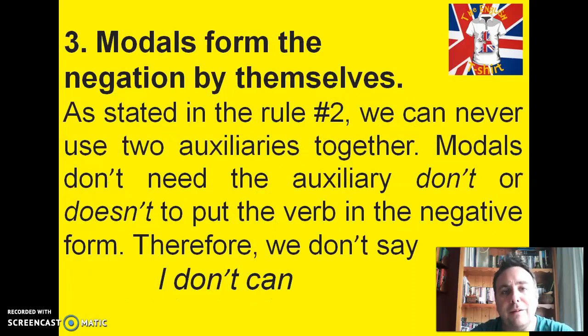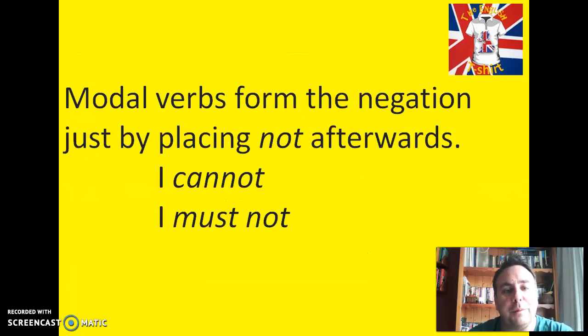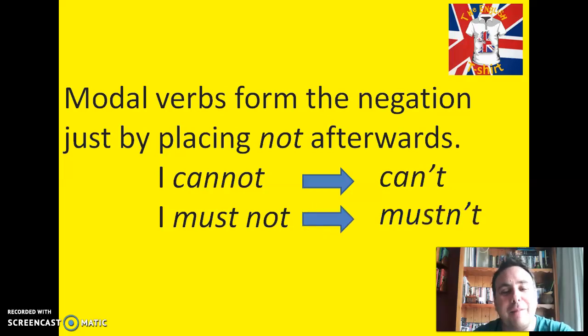3. Modals form the negation by themselves. As stated in rule number 2, we can never use 2 auxiliaries together. Modals don't need the auxiliary don't or doesn't to put the verb in the negative form. Therefore, we don't say I don't can't. Modal verbs form the negation just by placing not afterwards. I cannot or I must not. I cannot can be contracted as I can't, or I must not can be contracted as I mustn't.